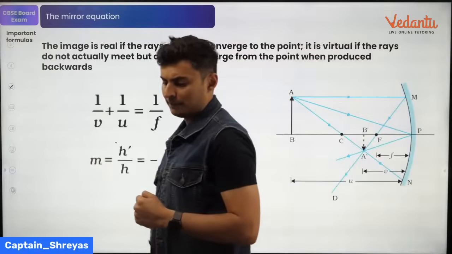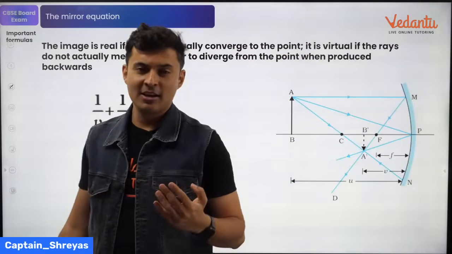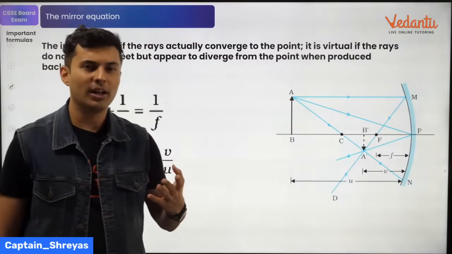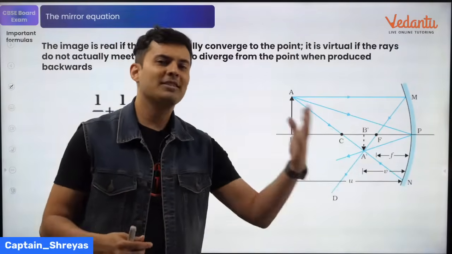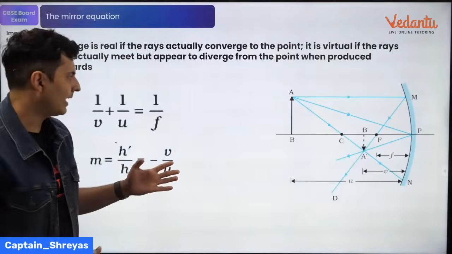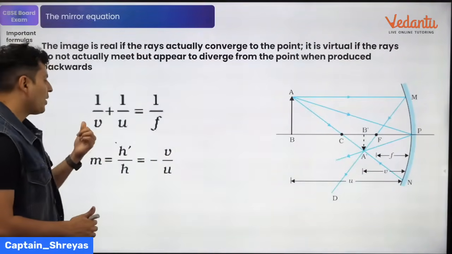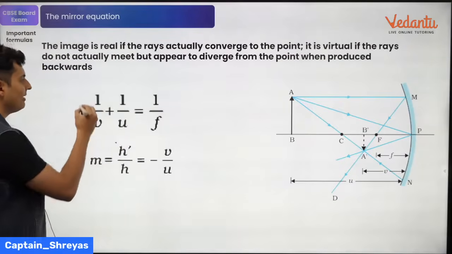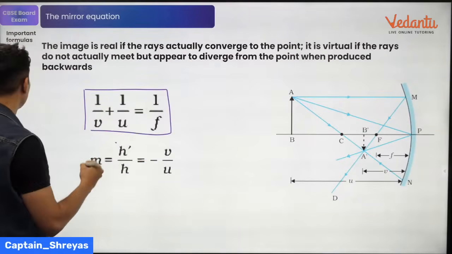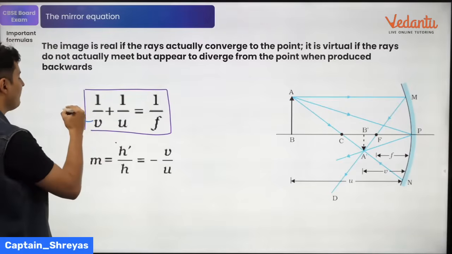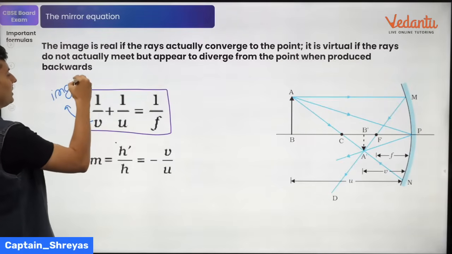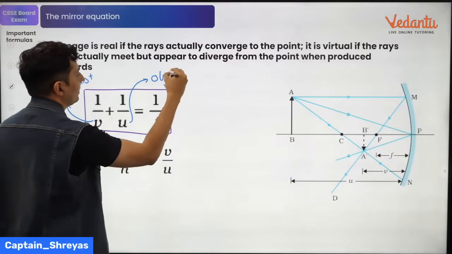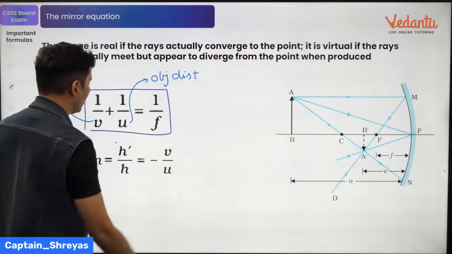Next important formula is the mirror formula. If I tell you where the object is kept, and what the radius or the focal length is, you can immediately find where the image is formed. No need to draw any ray diagrams. The formula is 1 by v plus 1 by u is 1 by f. That's the mirror formula. Very important. You can find everything. In case you have forgotten, v is always your image distance, u is always your object distance, and f is your focal length.